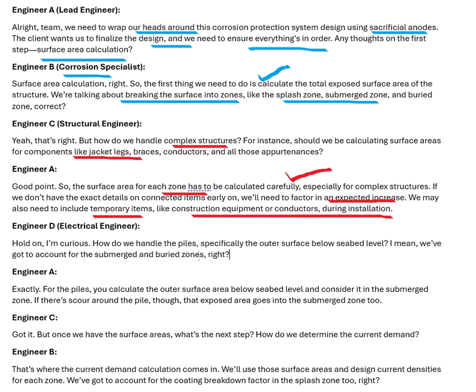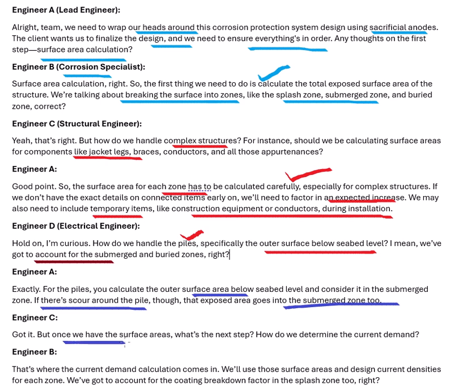Hold on, how do we handle the piles, specifically the outer surface below the seabed level? We have to account for the submerged and buried zones. For the piles, you calculate the outer surface area below the seabed level and consider it in the submerged zone. If there's scour around the pile, that exposed area goes into the submerged zone too.